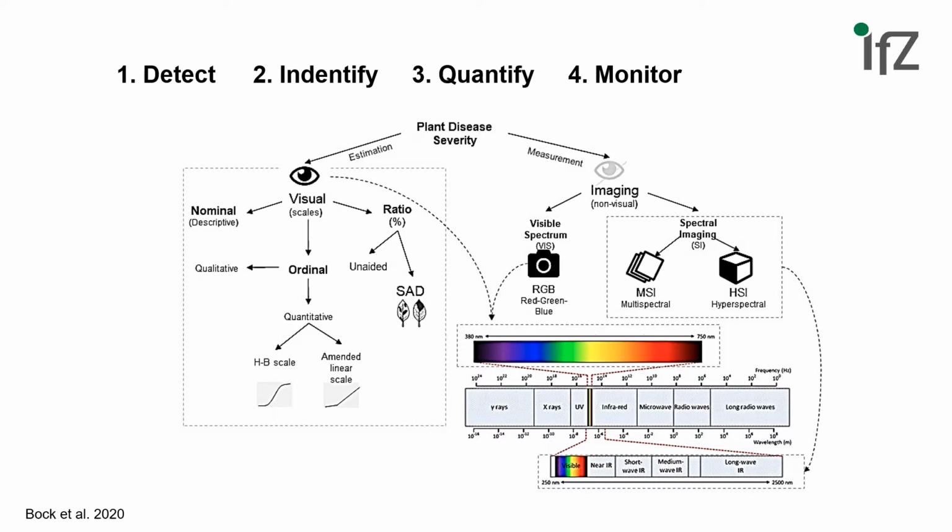Typically, this task is done by the human eye. So you have a look on a leaf and estimate the kind of the disease and the severity of a disease. If we now implement measurement technologies, which are imaging, but not with the human eye, we talk about the use of RGB technology, which uses the leaf reflectance in the visible range, or we talk about multispectral sensors and hyperspectral sensors, which also uses the leaf reflectance in the near-infrared range or in the shortwave infrared range.